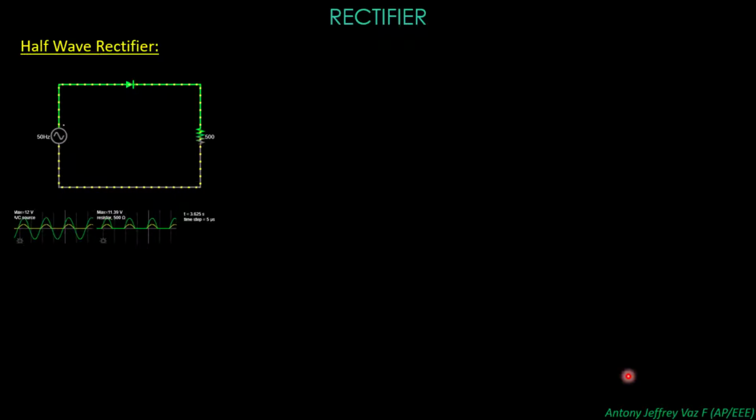Now let us see how a half-wave rectifier works. This is the basic circuit diagram of a half-wave rectifier. Here you will have an input AC supply with some voltage magnitude. Similarly, here you will have a diode, and this is the load resistor which is connected. The AC supply, the sine waveform, will look like this.